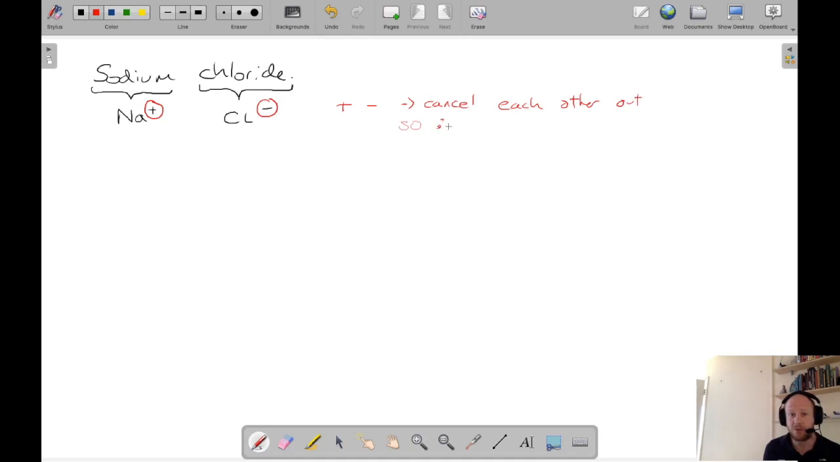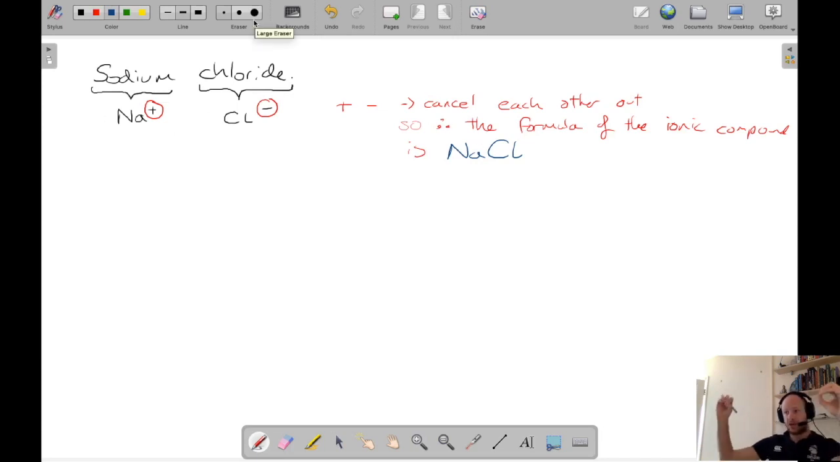So therefore, the formula of the ionic compound is going to be NaCl. Now, please notice that I haven't drawn the plus or the minus on the Na and the Cl, because when these two things react, the charges are negated. They disappear, don't they? Because you've got a positive and a negative. So when they join together and form a compound, the positive and negative cancel out. They're not there anymore.